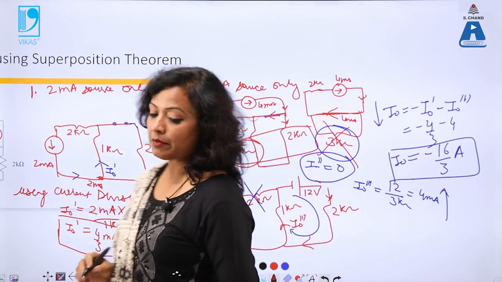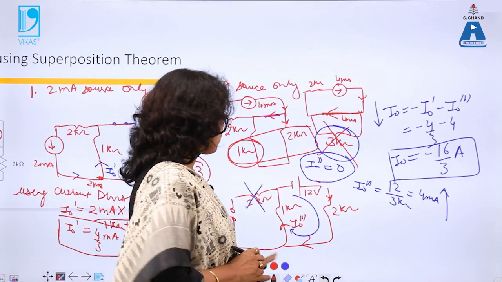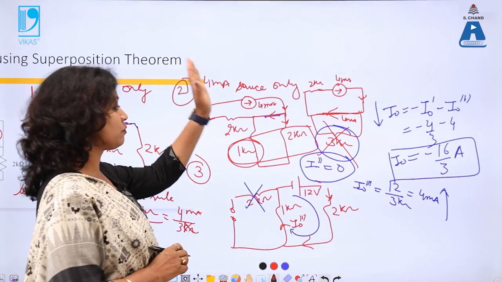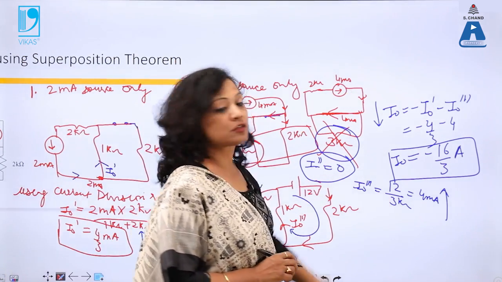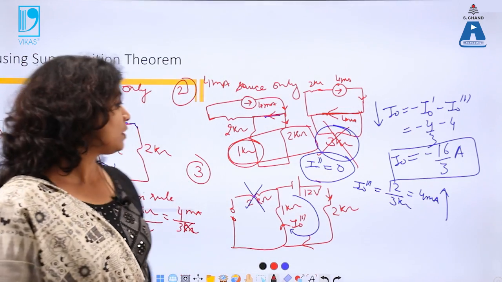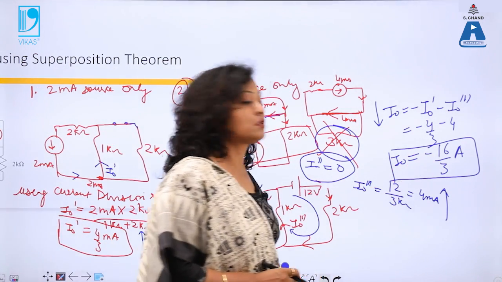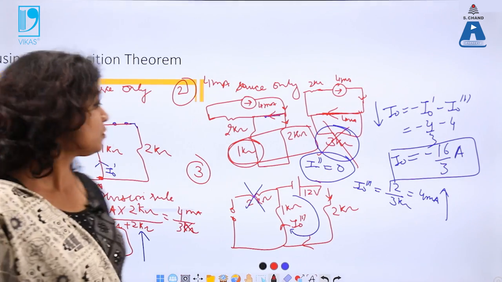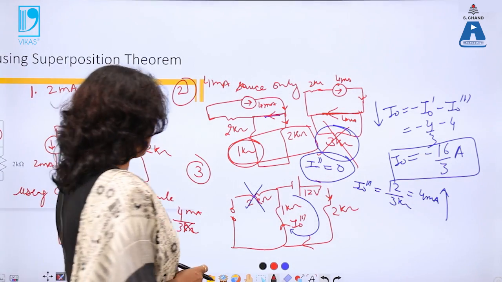Why minus 16 by 3? Because my total current because of all the sources is moving upward, while I am given the question to give me I naught in downward direction. So my current is minus 16 by 3 amperes because of all the sources using superposition theorem. So this is superposition theorem.